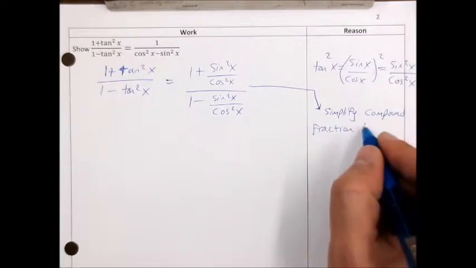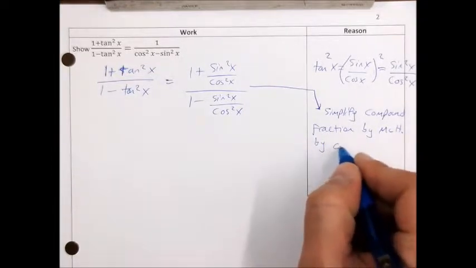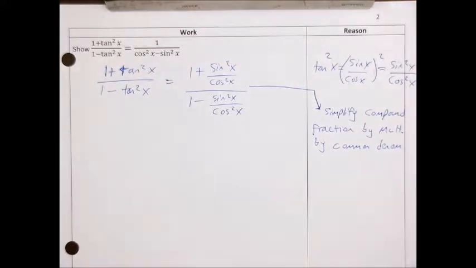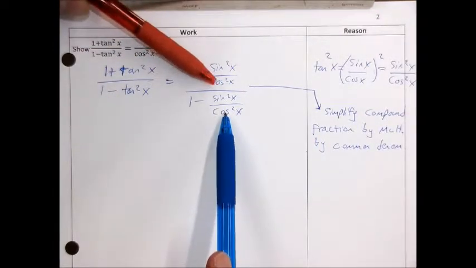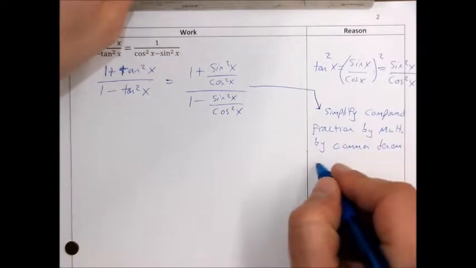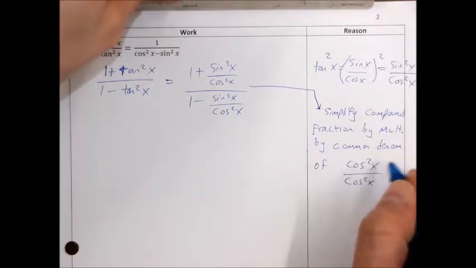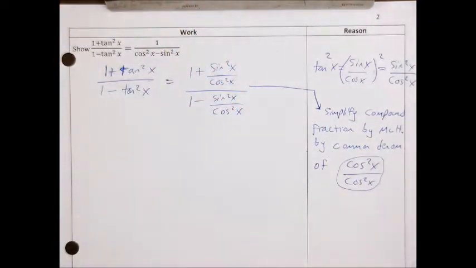And the way I like to do that is by multiplying by the common denominator. If we just multiply everything by the common denominator, then all the denominators cancel, right? And so in this case, when I'm looking at the top and the bottom here, I see that they both have a cosine squared. And so the common denominator in the numerator and the denominator is cosine squared over cosine squared. And so if we multiply by cosine squared over itself, we don't change the equation, right? We don't change the problem, but we'll be able to cancel out all the denominators.